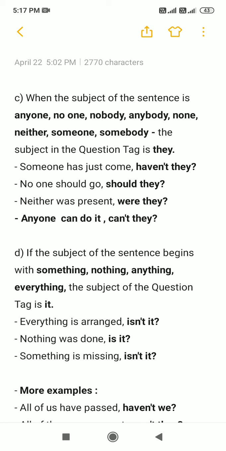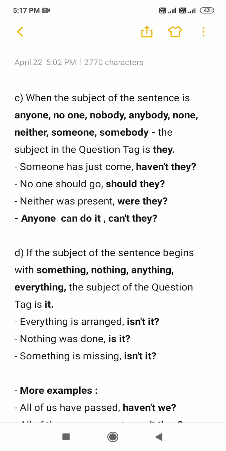Anyone can do it. Can't they? Now the next rule is if the subject of a sentence begins with something, nothing, anything, everything, the subject in the question tag is it. Now have a look at some examples. Everything is arranged, is not it?